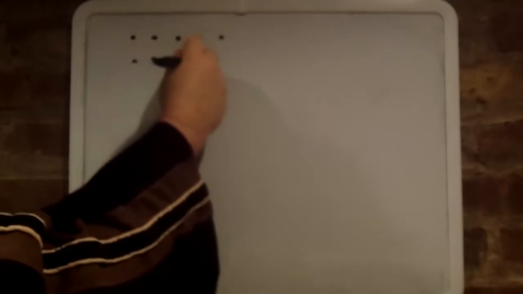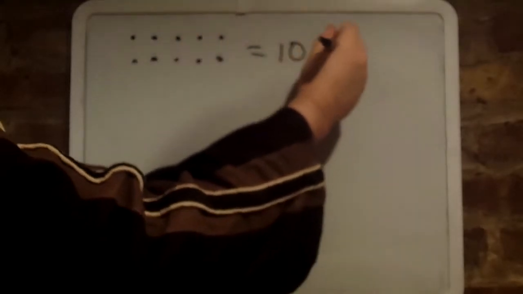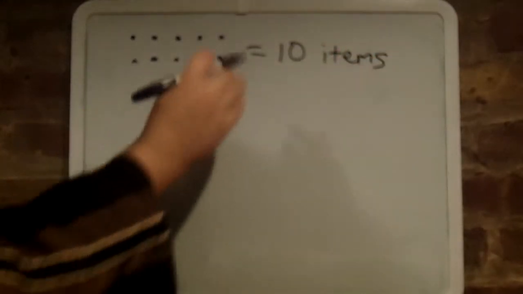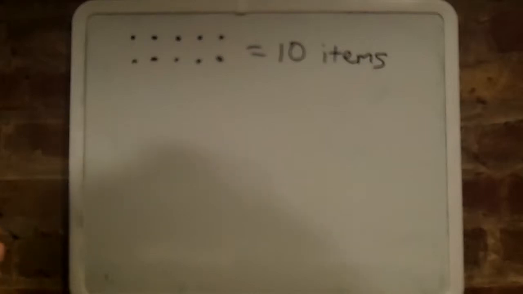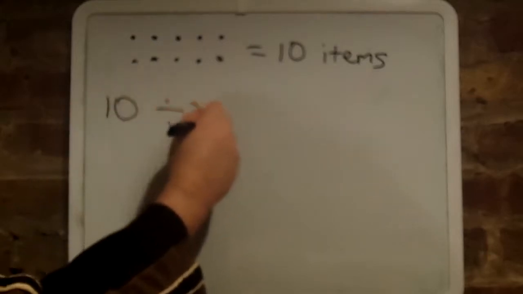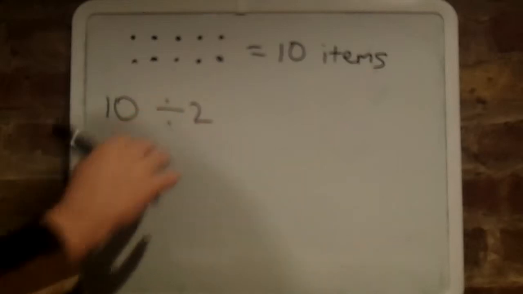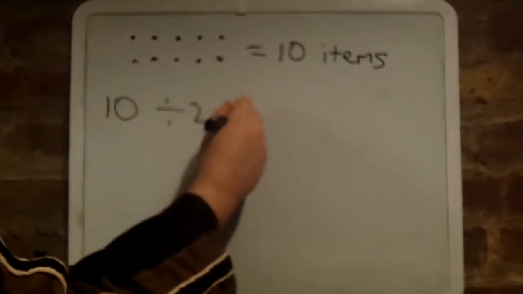So if I have, say, so here we have 10 items. Suppose I wanted to divide these 10 items into 2 groups of equal size. So that would be 10 divided by 2. So this symbol with a line and a dot above and below, that's our division symbol. So what would that be?